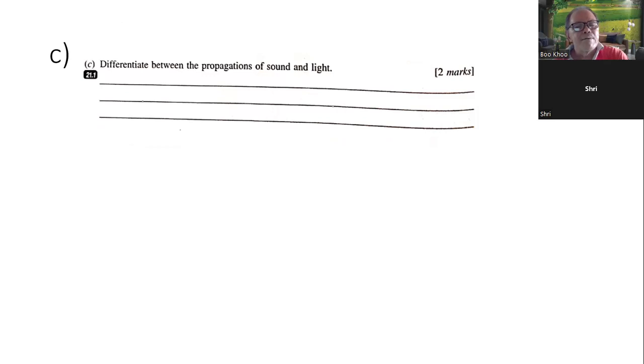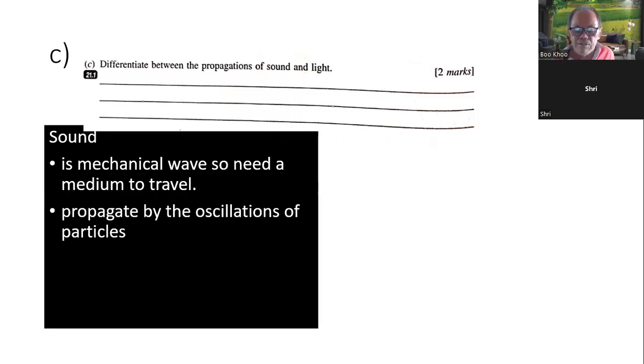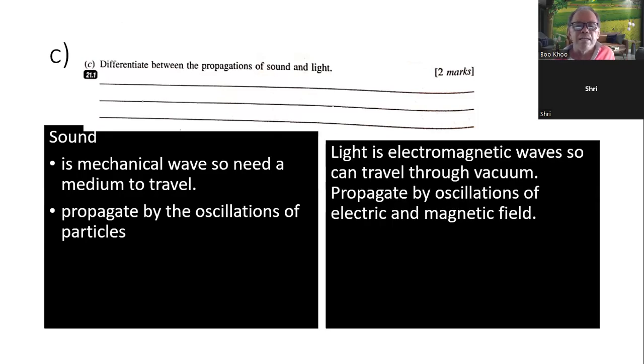Differentiate between propagation of sound and light. Sound wave requires a medium for transmission and propagates by oscillation of particles. Light wave can pass through vacuum and propagates by oscillation of electric field and magnetic field. Sound wave is a mechanical wave, so it needs a medium to travel. Light wave is an electromagnetic wave, so it can travel through vacuum. Okay, good.